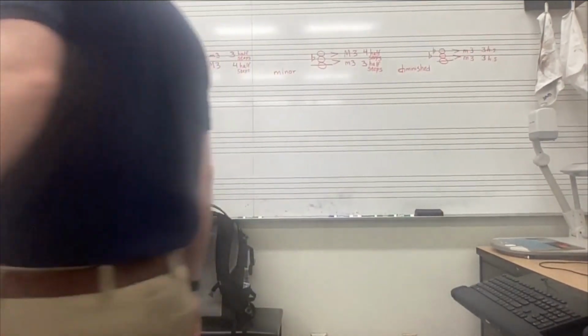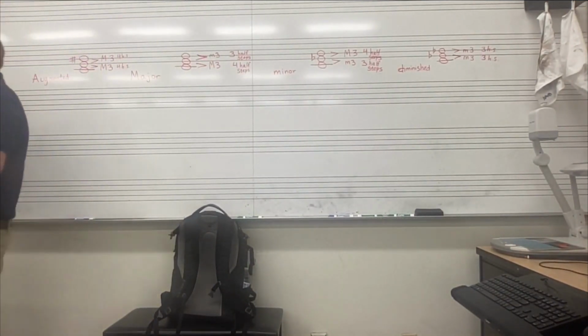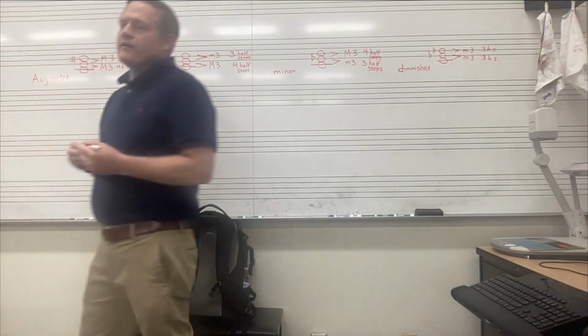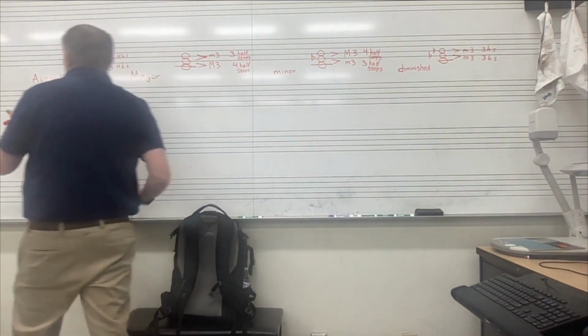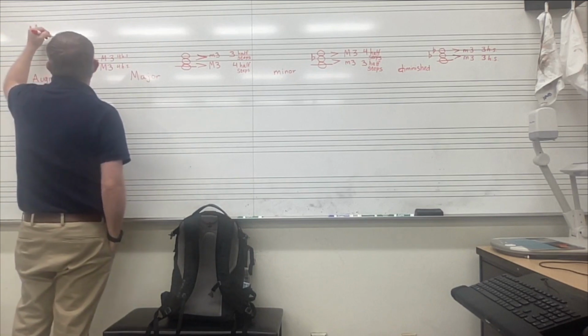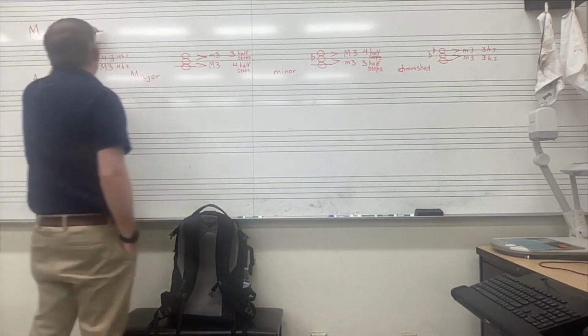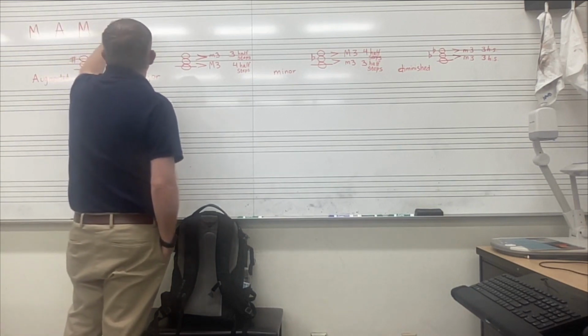And we can do that till the cows come home or we run out of keys. Whichever comes first. But here is what the chord progression is. It's major, augmented, major, minor, diminished.